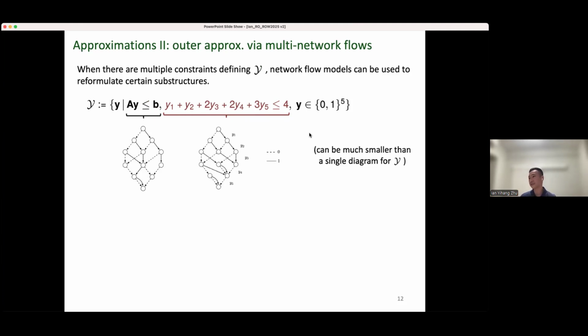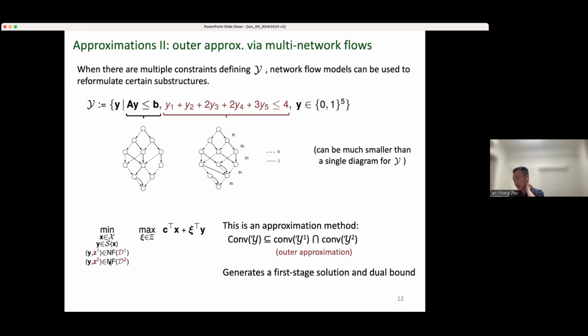So instead of trying to define one giant network for this feasible region, in which your states are vectors, one thing you can do is still generate these smaller diagrams for each particular constraint. Then you can pull them together this way. So I have Z variables that correspond to one specific diagram, and Z variables that correspond to another specific diagram, and I can pull the diagrams together this way. This again gives us smaller formulations in these problems.